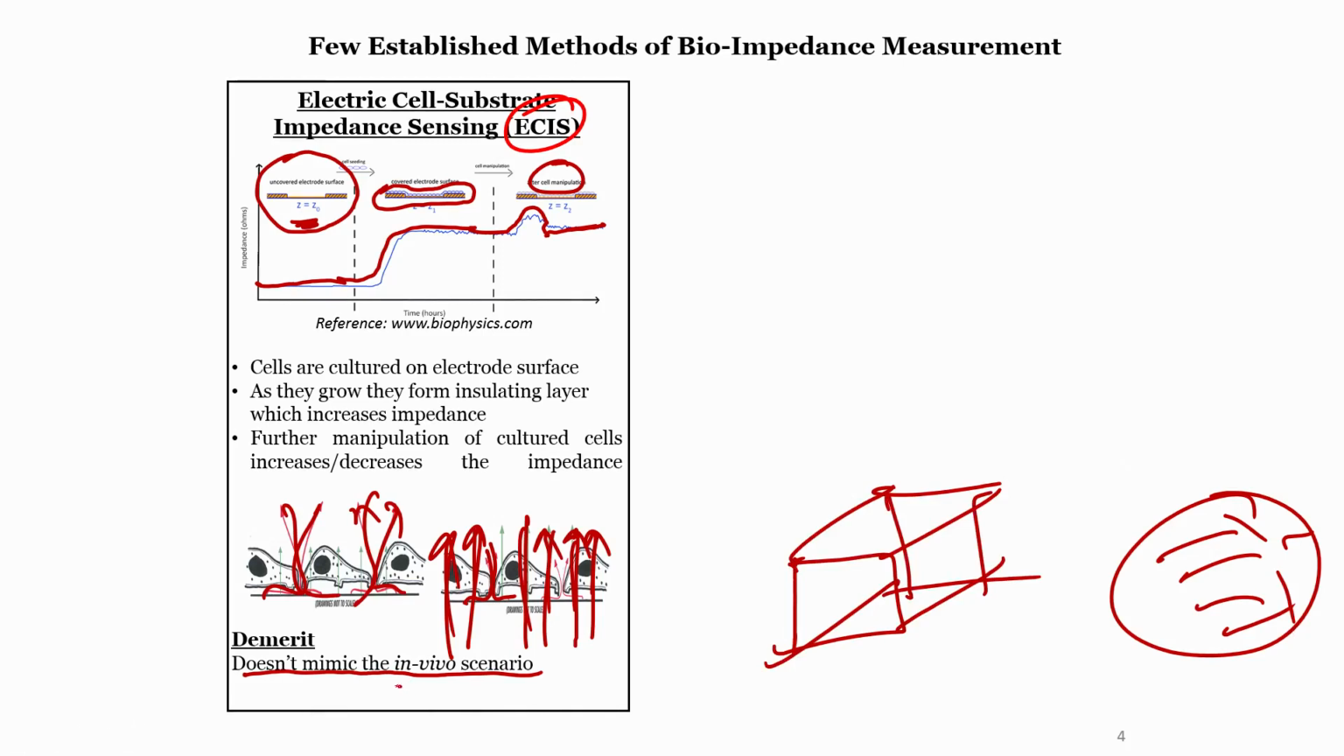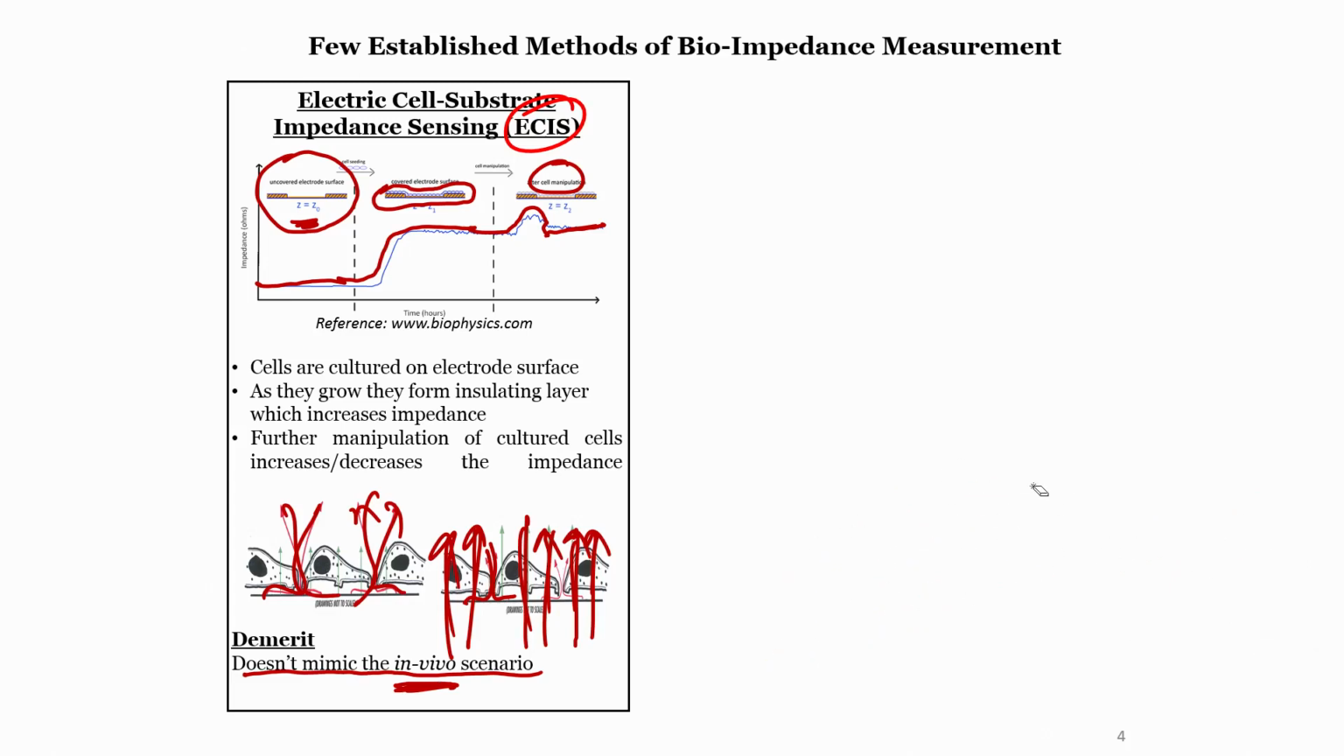What is in vivo? In vivo means inside the body. This does not mimic the scenario inside the body. It is an ex vivo scenario. There are 3 things, please listen to this carefully: in vivo, ex vivo, in vitro.